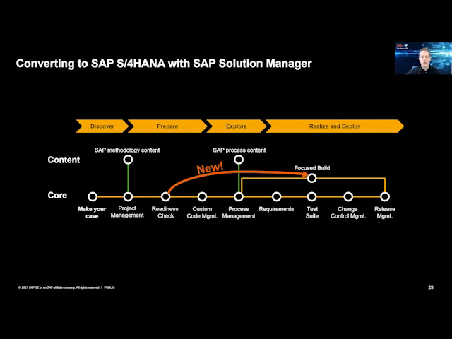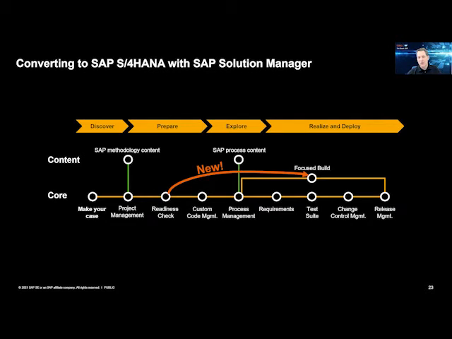Let's now take a look at the conversion. The conversion is a bit more intense, so to say, than a new implementation. What comes in addition to the things we just discussed is the readiness check, here where the red line starts. And what's new is that we have a direct link between the readiness check and Focused Build. So we can take the results of the readiness check, the simplification items, and hand them over to Focused Build for further analysis.